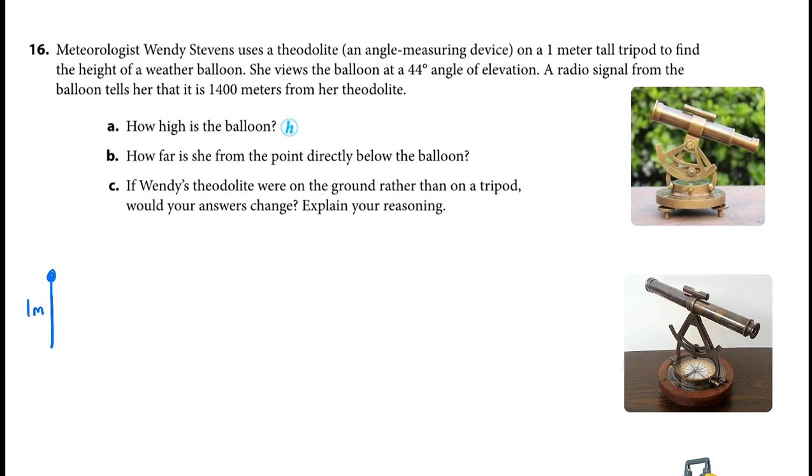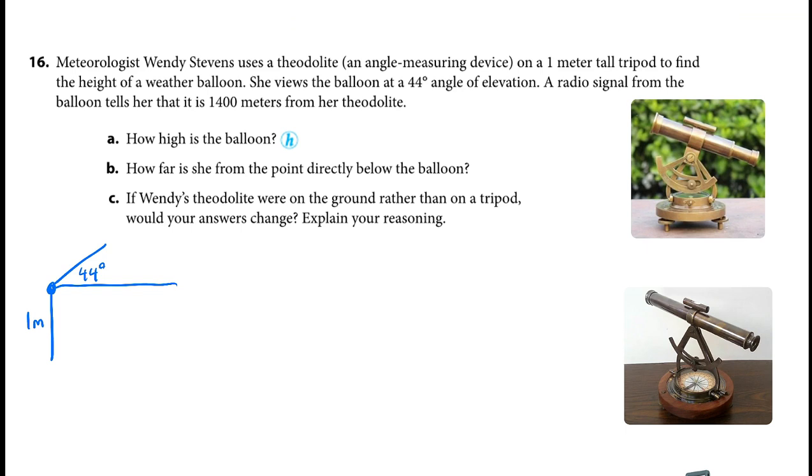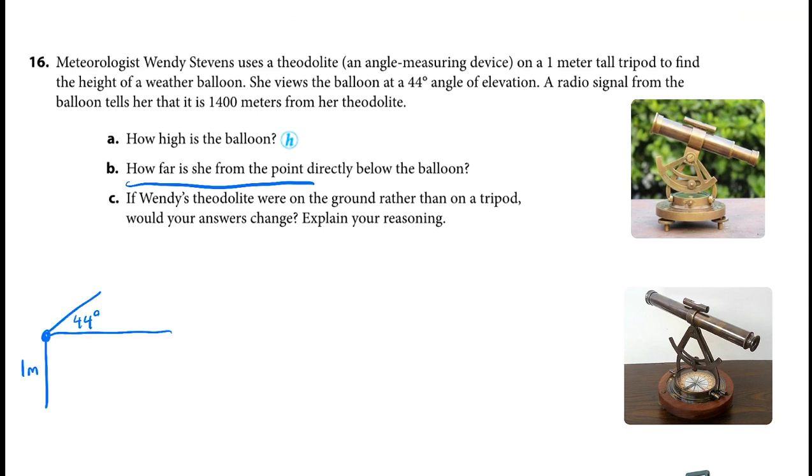You see the balloon, so from this there's a 44 degree angle. And the radio signal from the balloon tells her that it is 1,400 meters from the theodolite. So I'm assuming that's horizontal. Let's see. No, because here it's then saying how far from the point directly below. That's question B, so it's not the horizontal distance. So they mean actual distance.